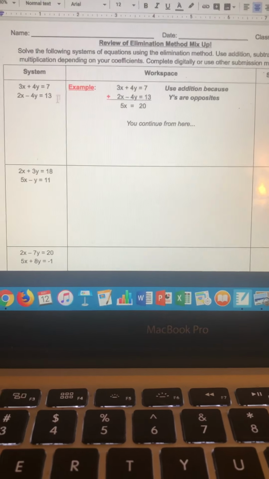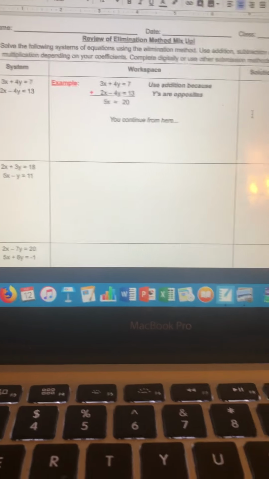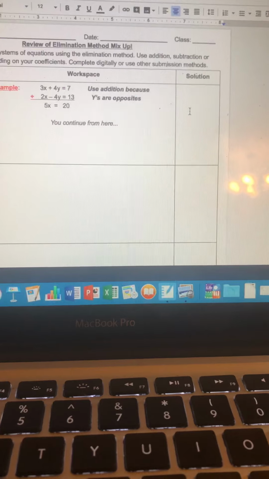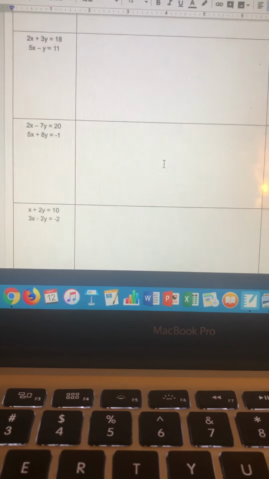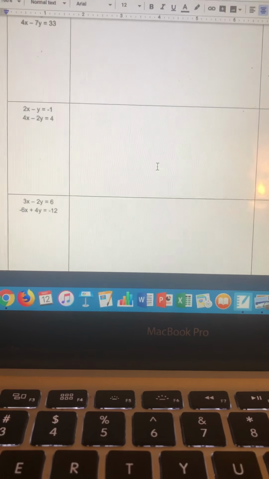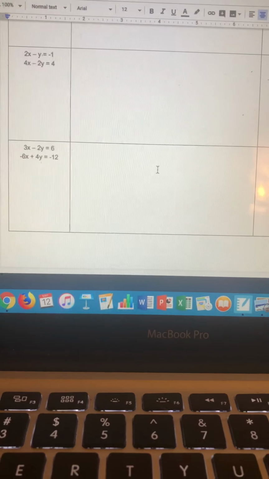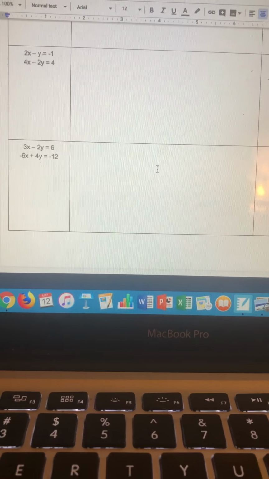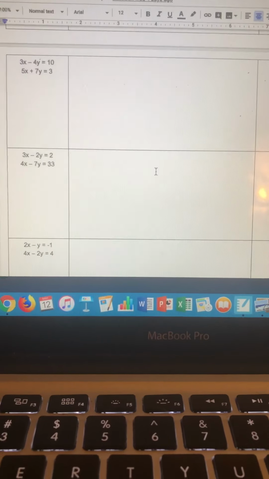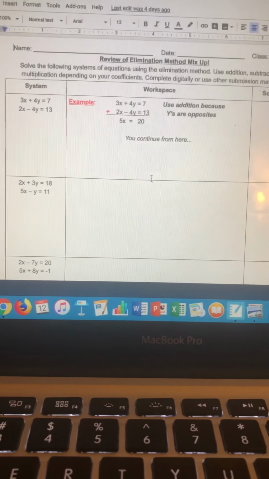So for each example, you're going to solve in the workspace, and then you just write your solution here, parentheses, x, comma, y, parentheses. That's it. And then you do that for all the examples provided. Remember, you're using only the elimination method, and you're using either addition, subtraction, or multiplication, depending on the coefficients that are provided in your system. All right? I hope that helped.